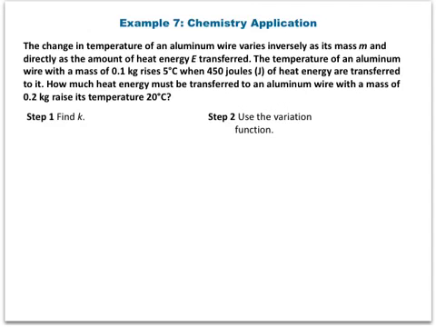The change in temperature of aluminum wire varies inversely as its mass, m, and directly as the amount of heat energy, E, transferred. Okay, so the change in temperature varies inversely with mass, directly with energy, and we have a K there too. Signifying change in temperature, we're just going to put a little delta there, that's a symbol that means change.